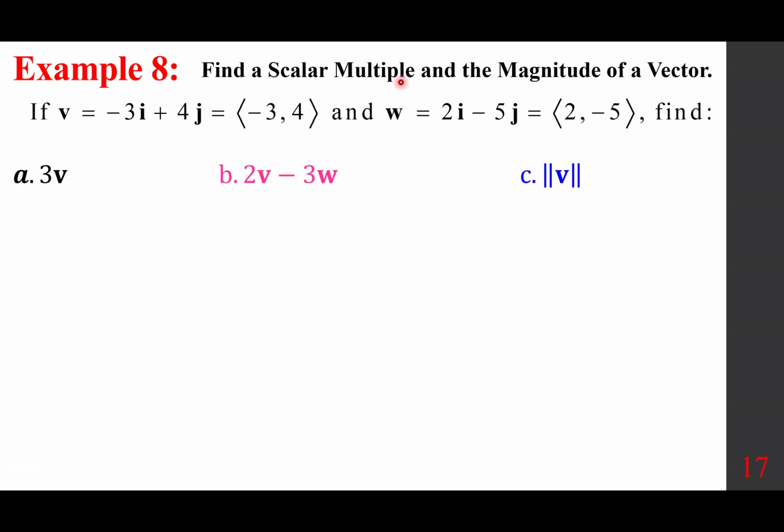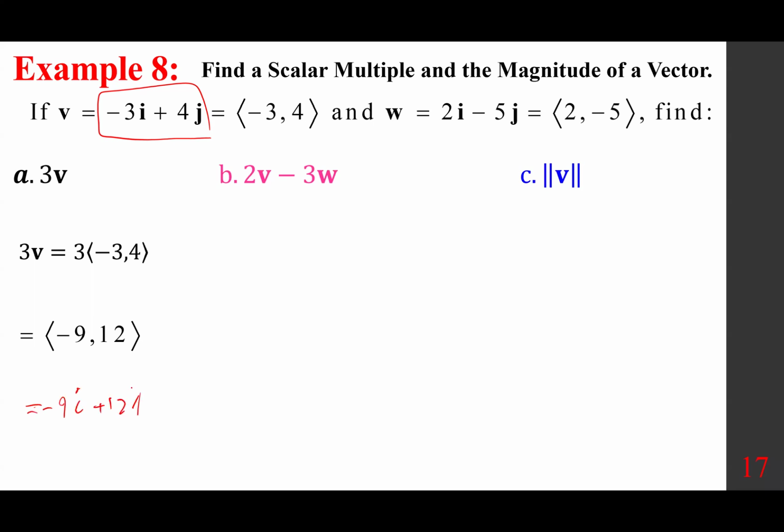Find the scalar multiple and the magnitude of the vector. v is given, w is given. We want 3 times v. So multiply this one by 3. Now, whether you multiply this one or this one, again, it depends how they want it. So each one gets multiplied by 3. This is negative 9, this is 12, the components. Or, just for the sake of argument, if you did this one, it would have been minus 9i plus 12j. So that's the same thing again.